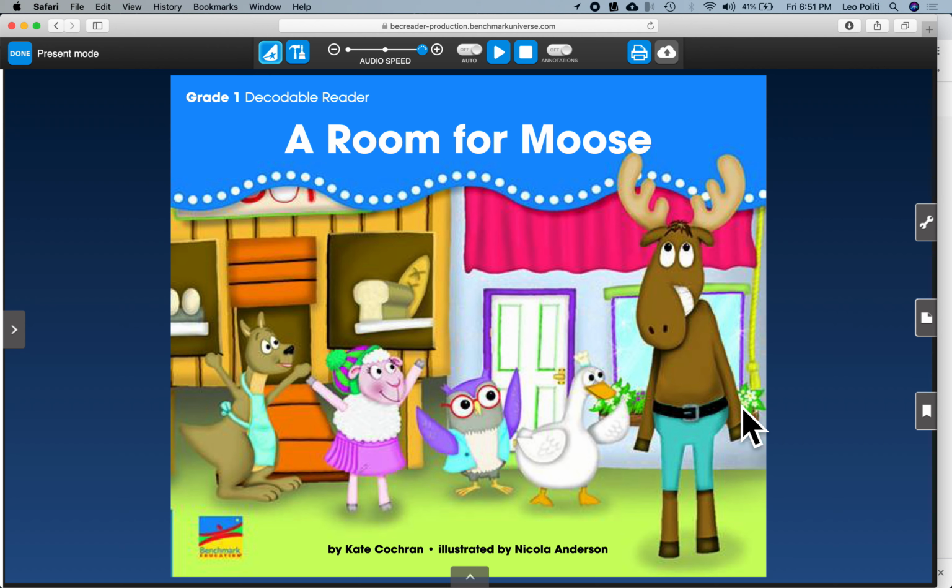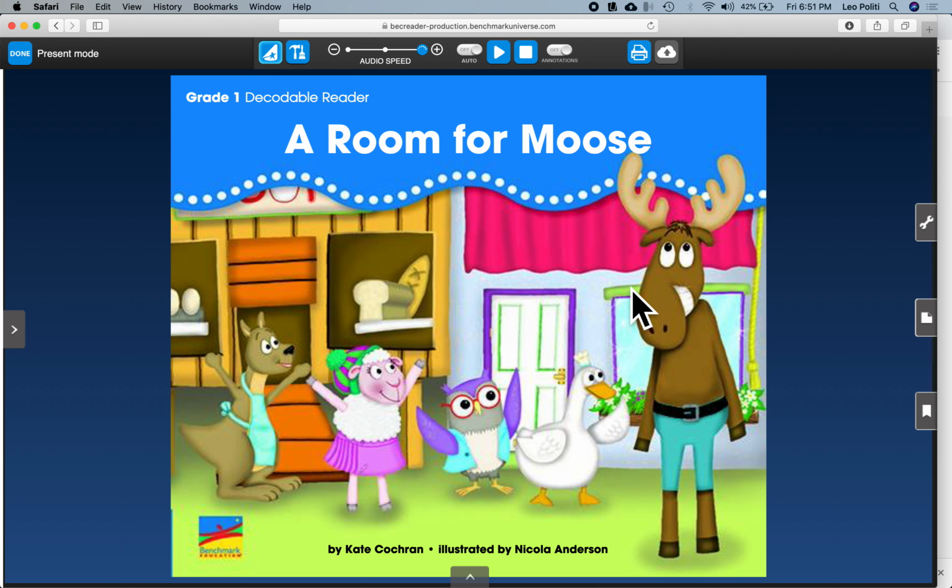So if I pick someone, I say, what do you notice? And they'll say, well, I noticed that there are animals and they look like they're happy and cheering because they're raising their hand and they're smiling. And this animal, he looks like a moose. I think it's a moose because he has those antlers that look like a moose and he's got that big nose. So you would say, I think this might be a story about a moose.